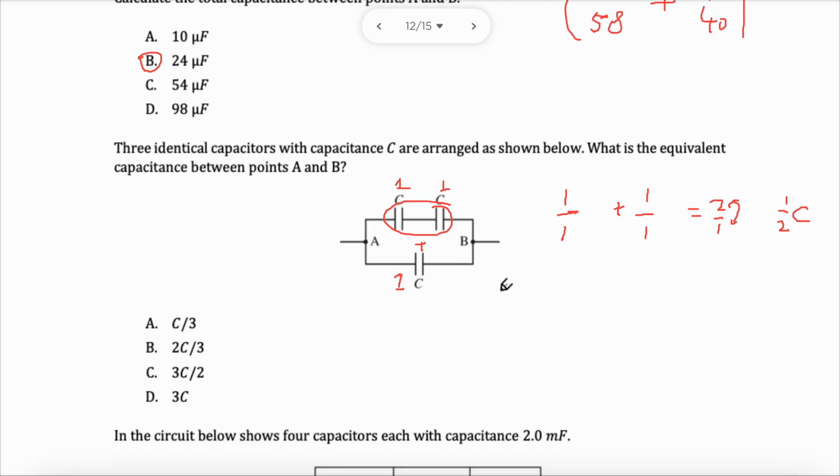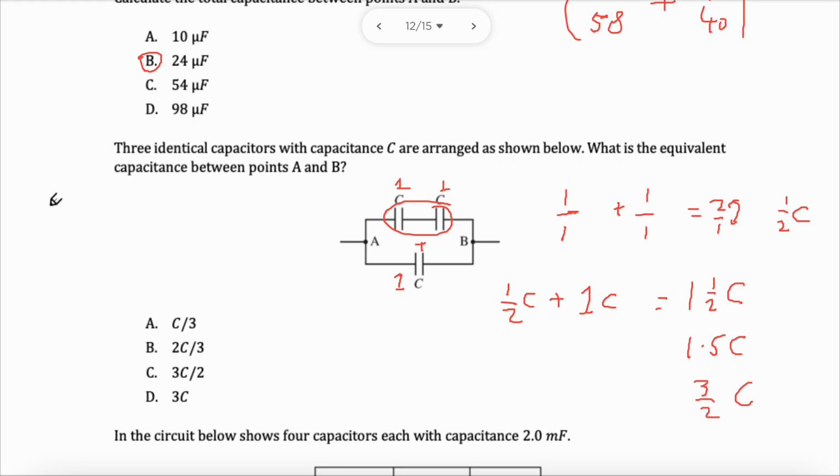Next, I am adding it to this, so I'm adding 1 over 2C plus a full C. That's half and 1. Well, that's 1 and a half, right? 1 and a half is like me saying 1.5. Or if I wanted to make it into a top-heavy fraction, that's 3 over 2. That's 3 over 2C. That's the 3 different ways you can write it.